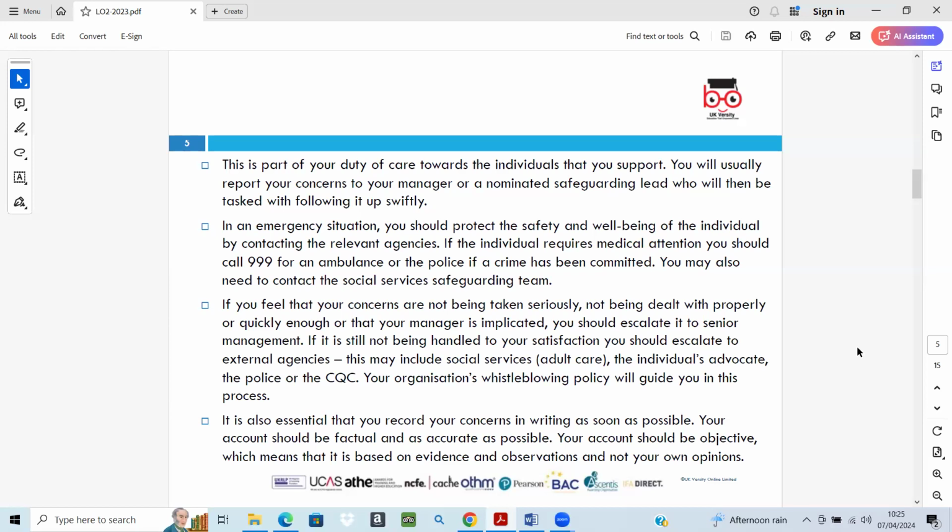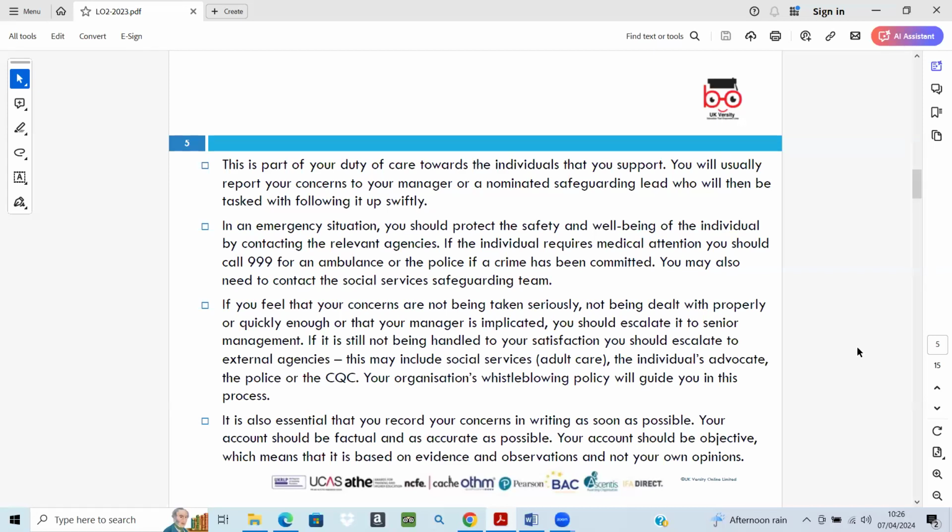Recording concerns. It is essential to record concerns in writing as soon as possible. The account should be factual, accurate, and objective, based on the evidence and observation rather than personal opinions. This is what I told before as well. So why is it important to record concerns in writing? Because as a care worker, it is necessary for us to write it. It provides a documented account of the concern, which can be crucial for investigation and ensuring accountability.